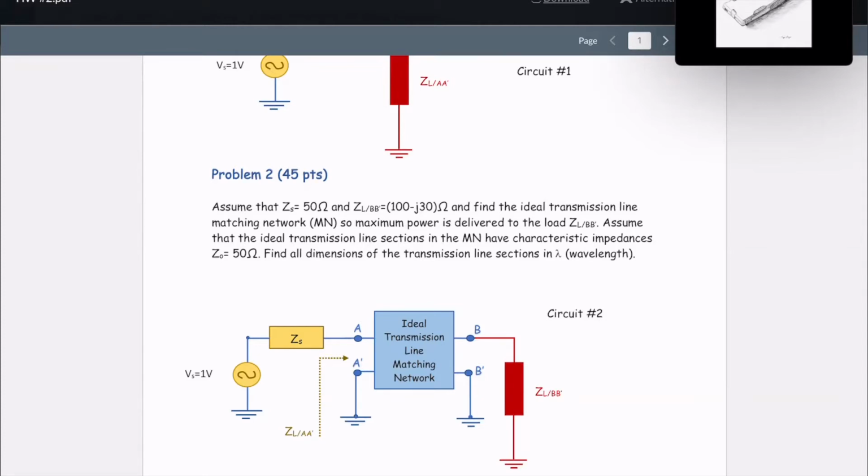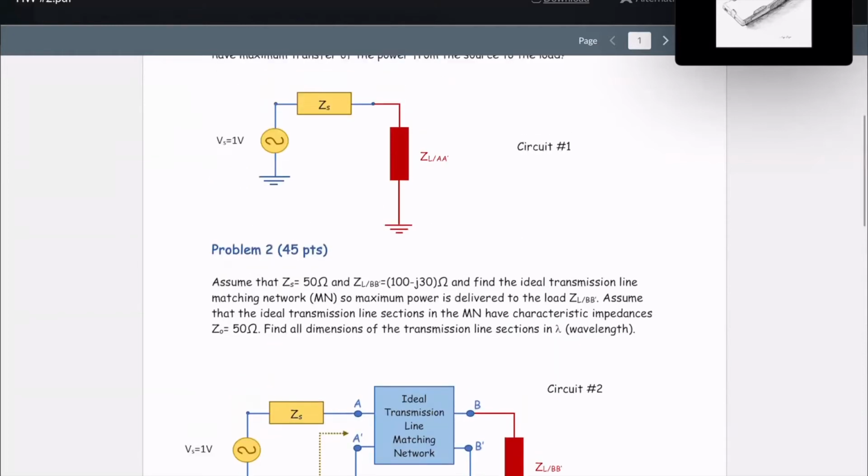The stub is a transmission line that is terminated either in a short or in an open. And when I say assume that the ideal transmission line sections in the matching network have characteristic impedances of 50 ohms, that implies that every single ideal transmission line section that you have is going to have that Z0. Okay, thank you very much. Sure. Any other questions about that? About any of these?